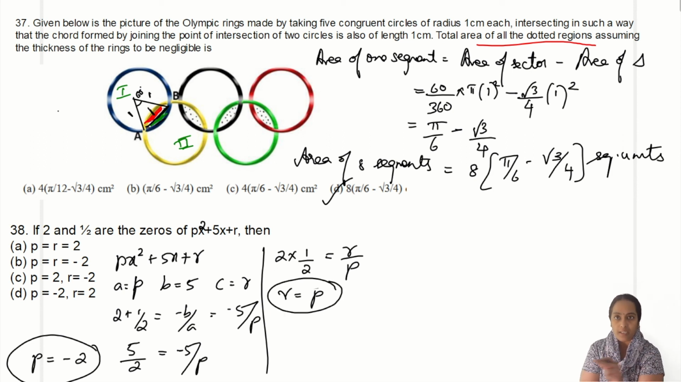So if you connect both, what do you have, children? R equal to p and p is minus 2. So r equal to p equal to minus 2, which is option B.